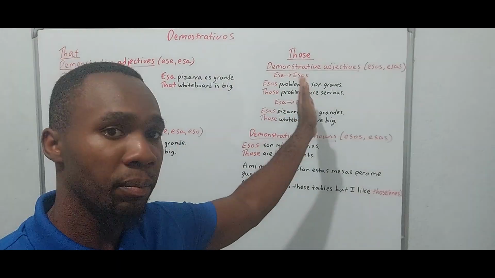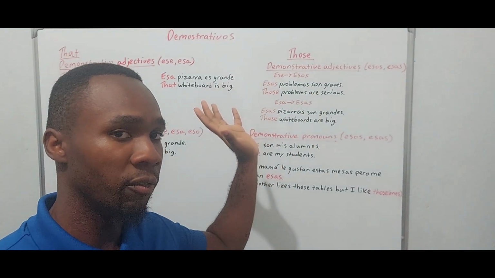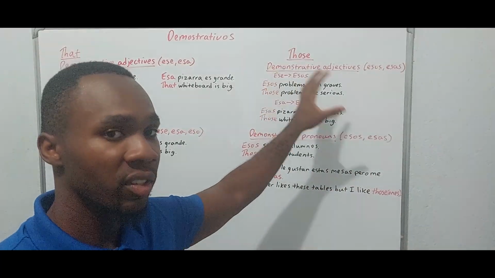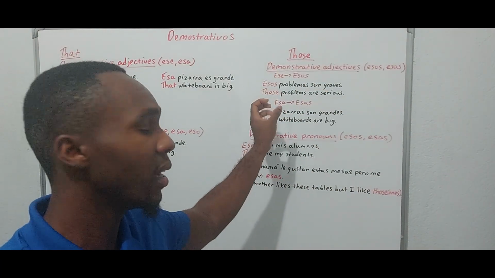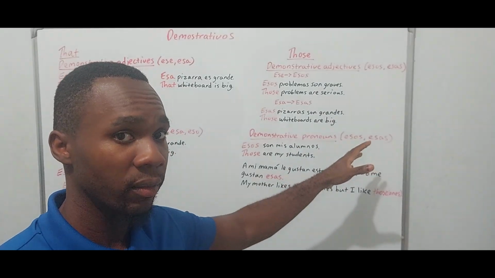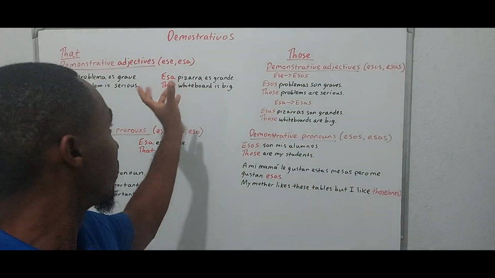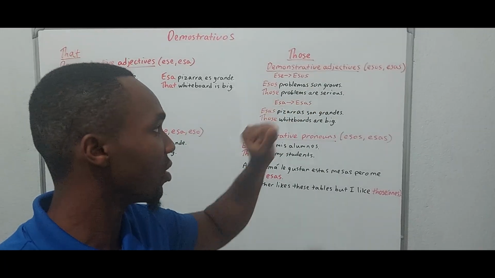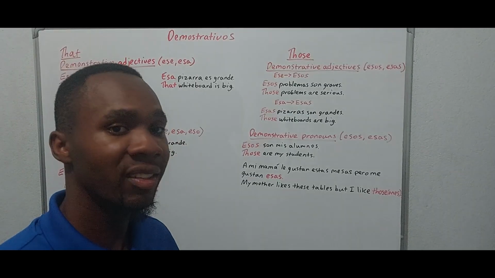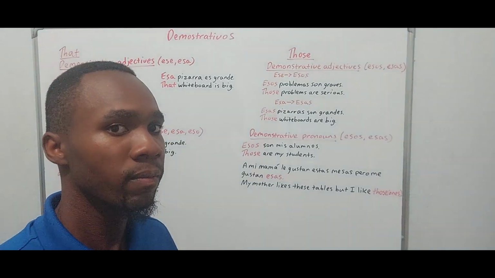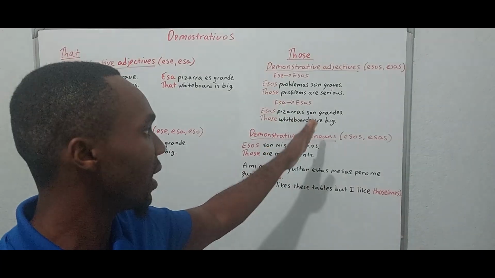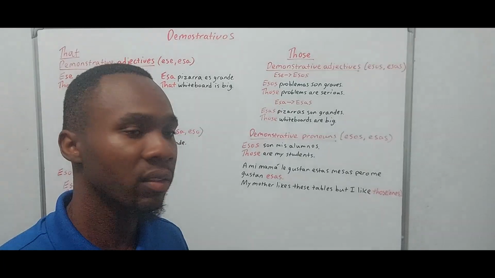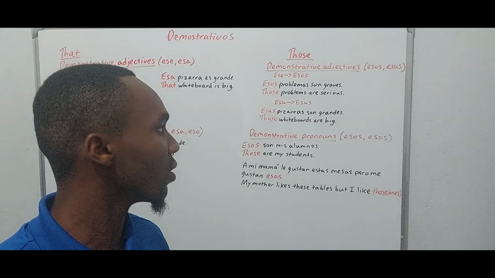As we have the plural, which plural of that is going to be those, and ese becomes esos, whereas esa becomes esas. Okay? So we use the same examples. Esos problemas son graves. Those problems are serious. And esa becoming esas. Esas pizarras son grandes. Those whiteboards are big.